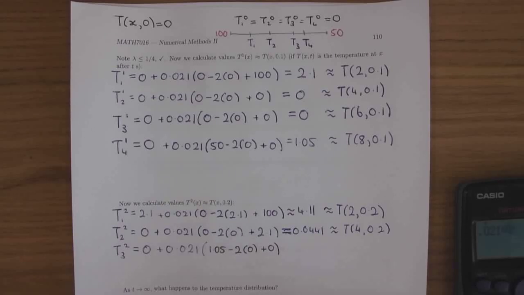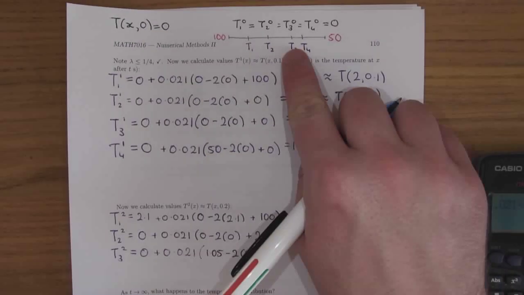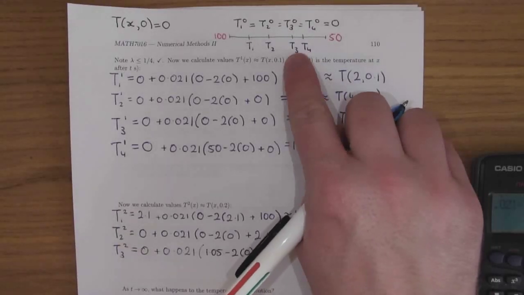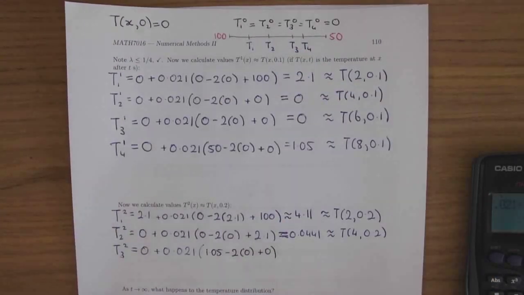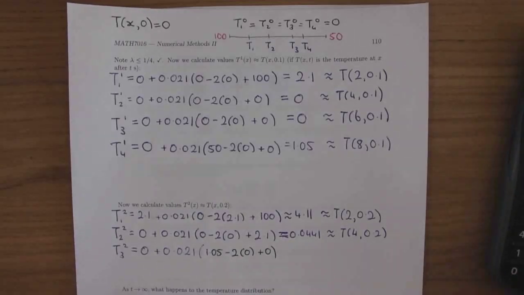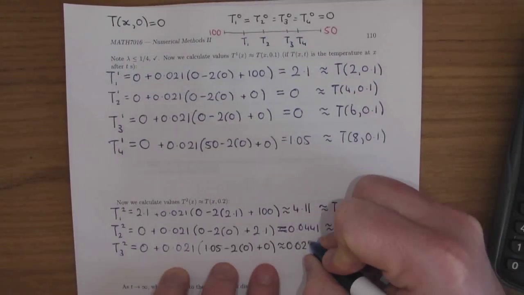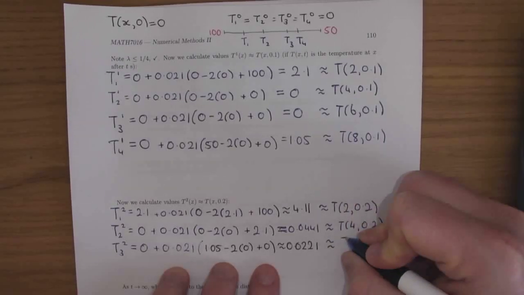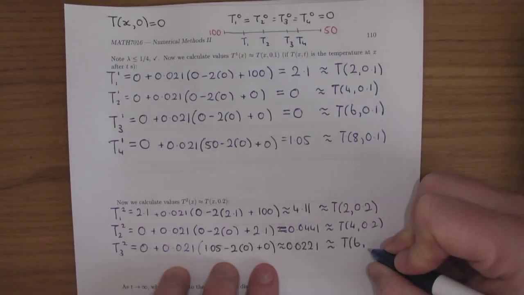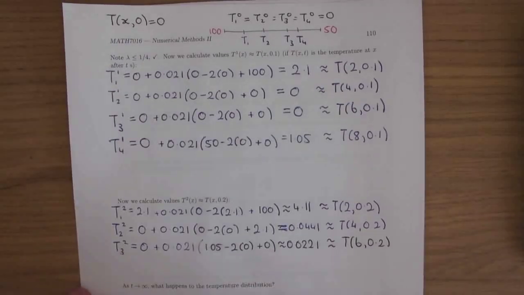0.021 by 1.05. Again, it's because there is a temperature gradient between T3 and T4. You're going to get a, this was 0, this is like 1 degrees. You're going to get some heat transfer going in that direction. I'm getting to 3 significant figures, 0.0221, and this approximates the temperature at distance 6 at time 0.2, and one more.